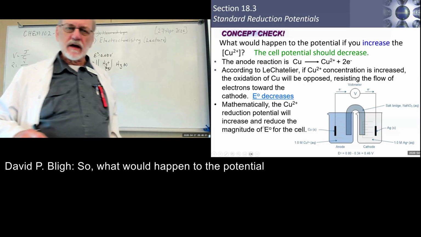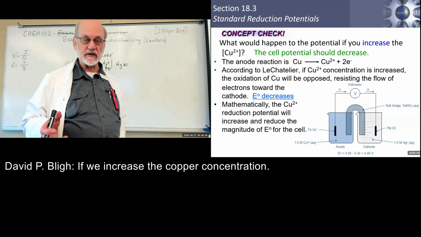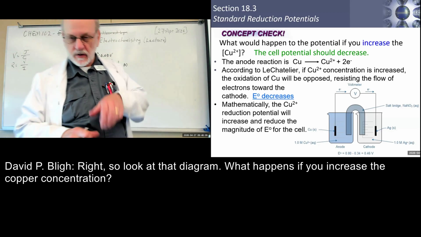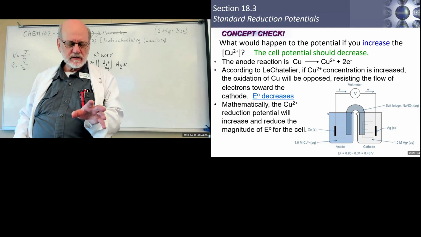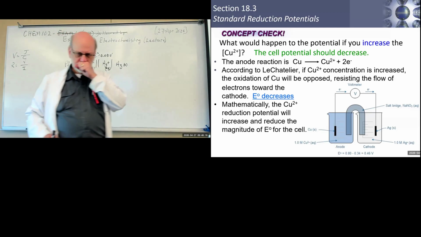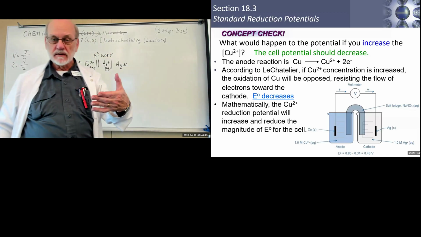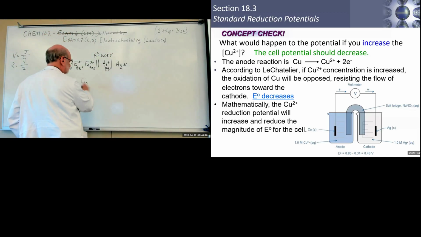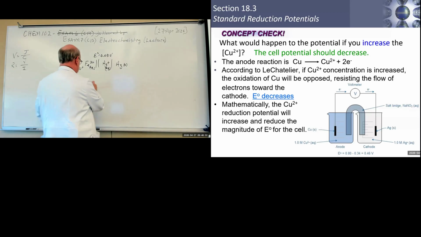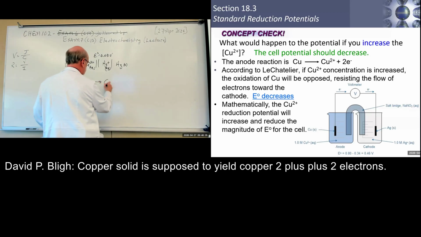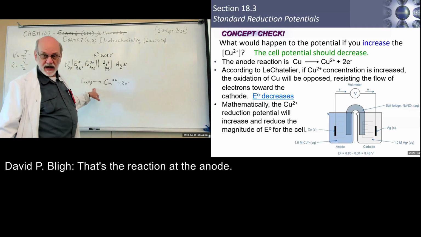All right. So what would happen to the potential if we increase the copper concentration? Look at that diagram. What happens if you increase the copper concentration? Look at the balanced half reaction, right? Copper. On this side, the anode says that copper solid is supposed to yield copper 2 plus and 2 electrons, right? That's the reaction at the anode.